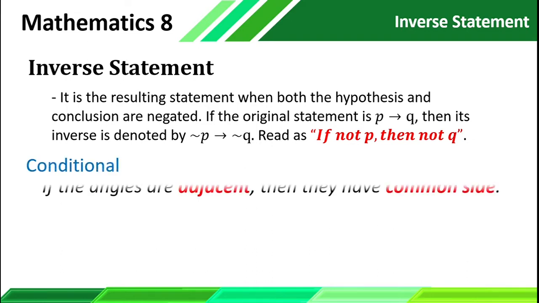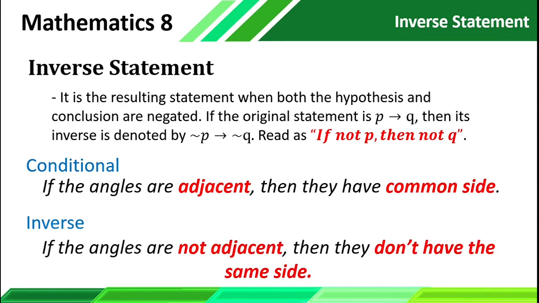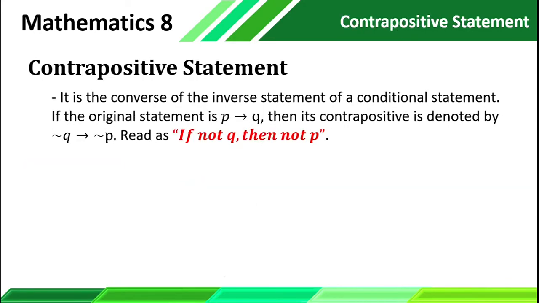So let's have an example. Here I have a conditional statement: If the angles are adjacent, then they have a common side. We want to negate our hypothesis and conclusion. So for our inverse, if the angles are not adjacent, then they do not have a common side. That is our inverse statement.